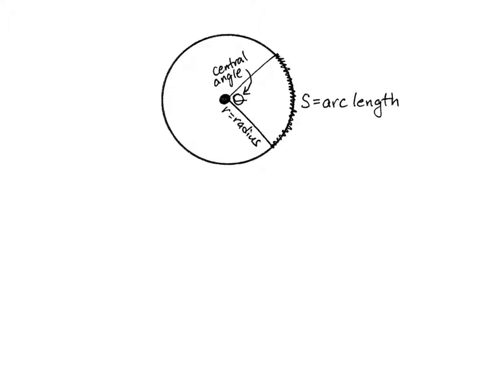And many times in trigonometry, Greek letters are used as variables for angles. So in this circle, this is the Greek letter theta, and it will stand for our angle. And then the outside edge that's marked off by our angle is called the arc length, and we usually use the letter S for arc length.